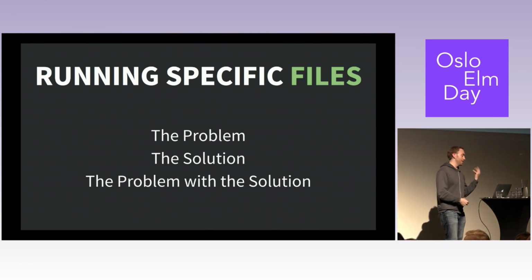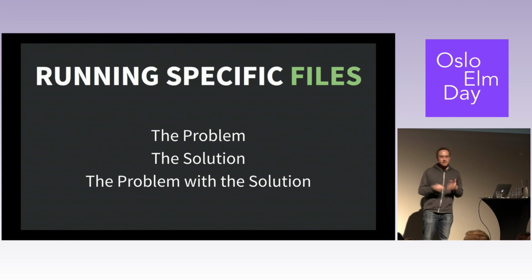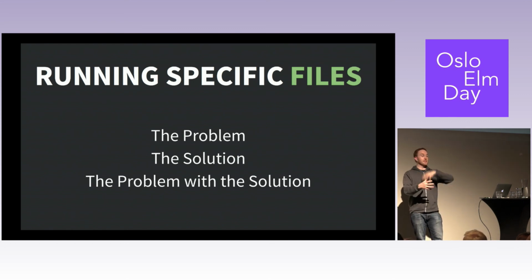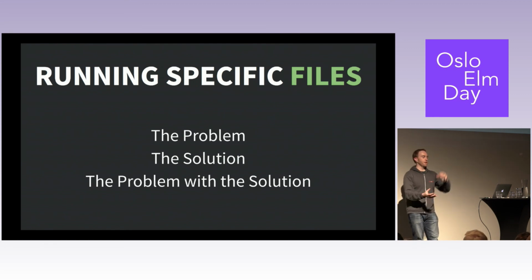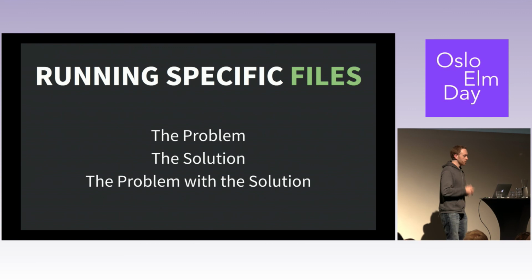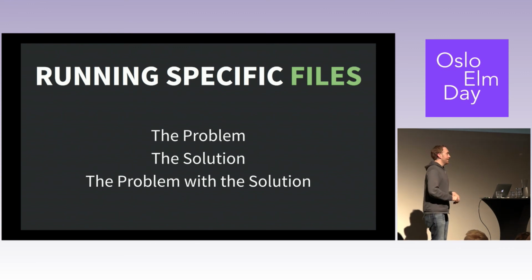People made suggestions, they made comments, talked about different solutions, and we ended up with this design where the answer was it would just go through and look for all of the exposed values of type Test and glom all those together and generate these main files. So this worked, but there was a problem with the solution, which is that it's really slow.